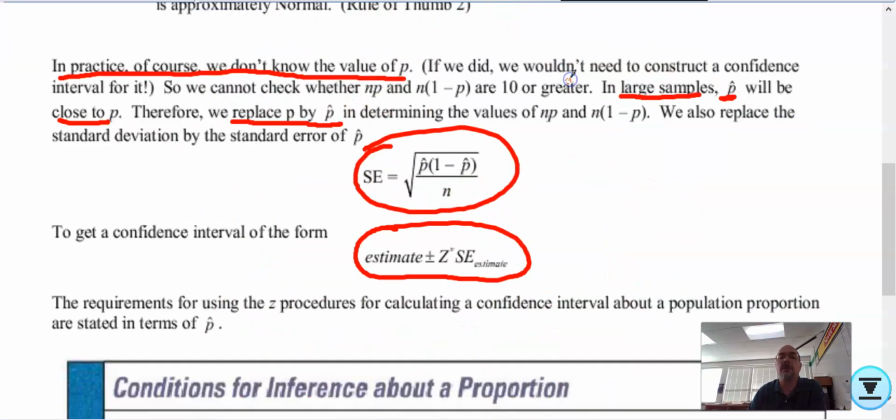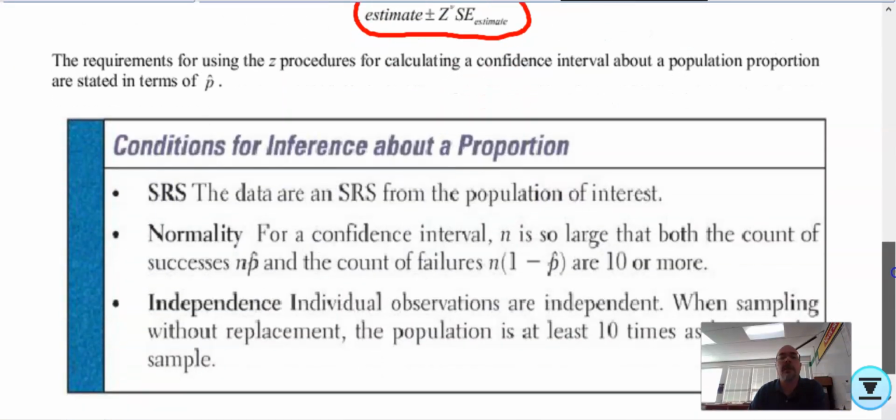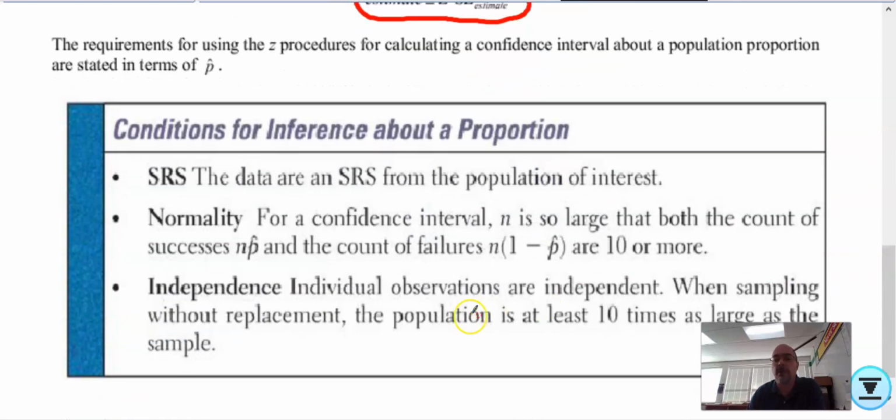All right, let's get back to the notes. So again, here are our conditions, ladies and gentlemen. You can pause and copy those down if you want, or just go ahead and print this off and have those handy in your notes. Here's our simple random sample. Checking for normality, we need N times P hat and N times its complement to be 10 or more.